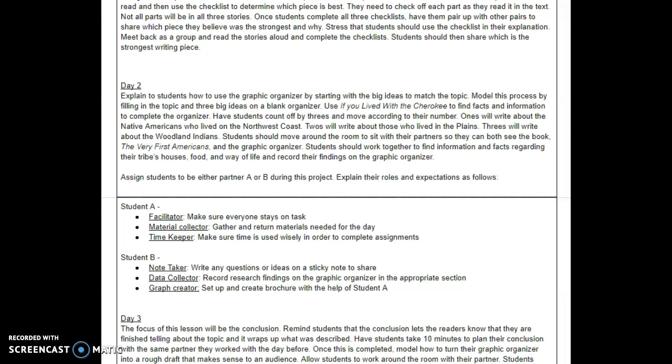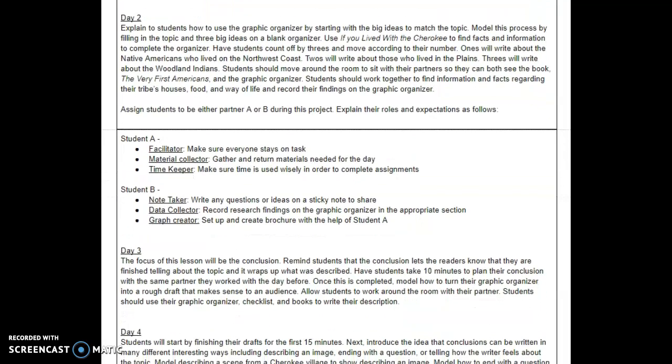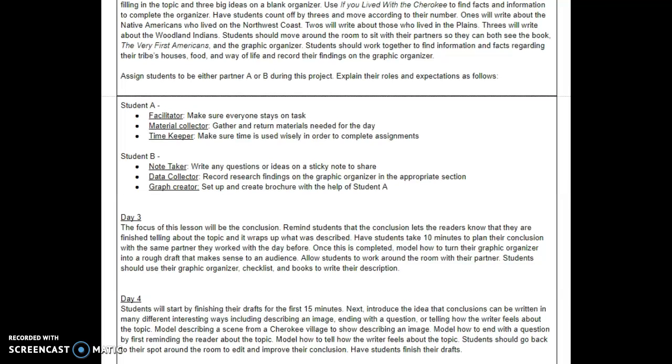Now, students need to be assigned either partner A or partner B during this project, and at this time, an explanation of their roles and expectations should be given. The different roles include facilitator, material collector, timekeeper for student A, note taker, data collector, and graph creator for student B.